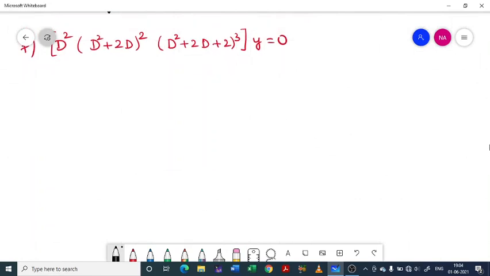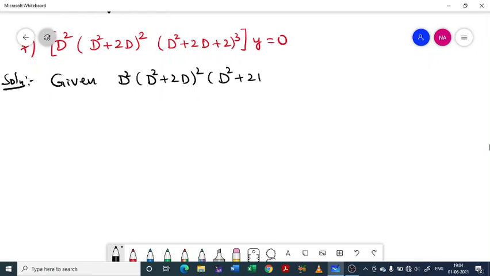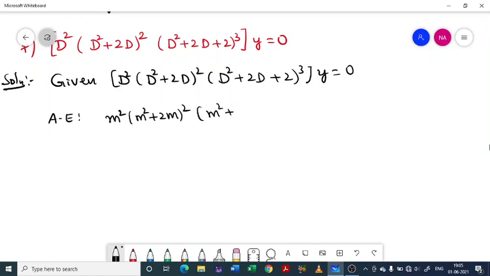Solution. Given d square times (d square plus 2d) whole square times (d square plus 2d plus 2) whole cube into y equal to 0. So the auxiliary equation is m square times (m square plus 2m) whole square times (m square plus 2m plus 2) whole cube equal to 0.